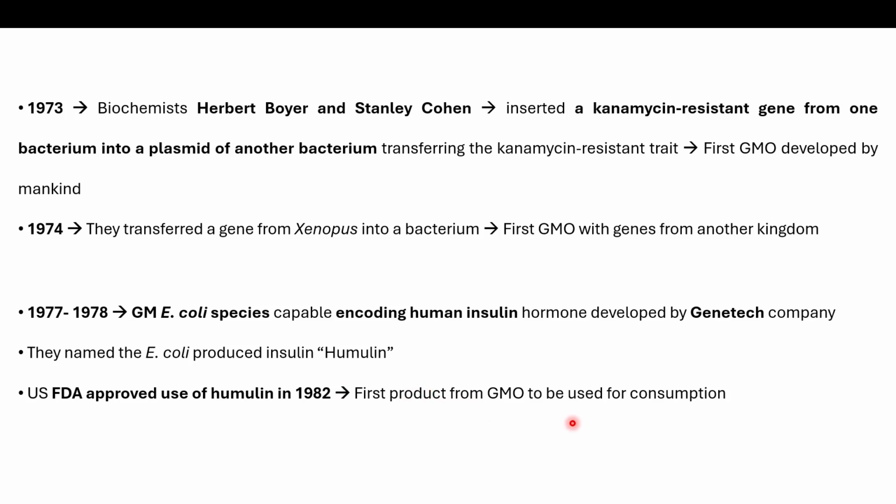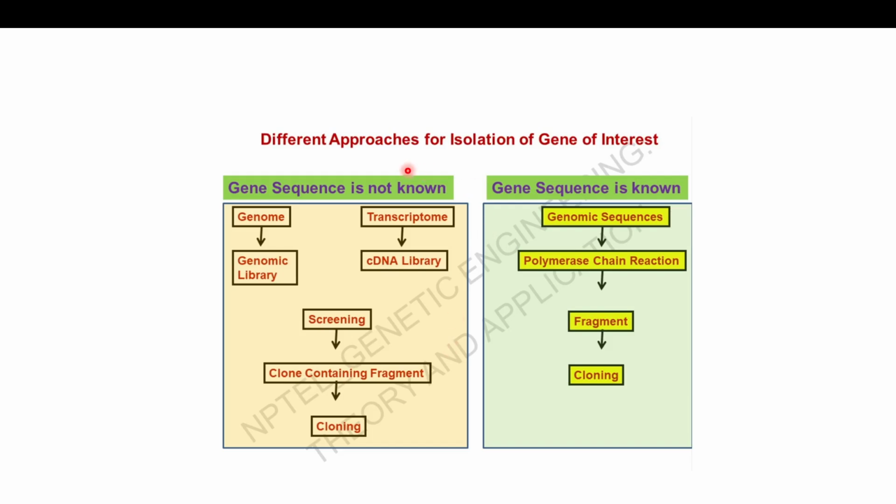All right, this is just a history of when cloning and genetic modification, the production of genetically modified organisms, basically started. Now, this is from the lecture slides only. There can be different approaches for isolation of the gene of interest.